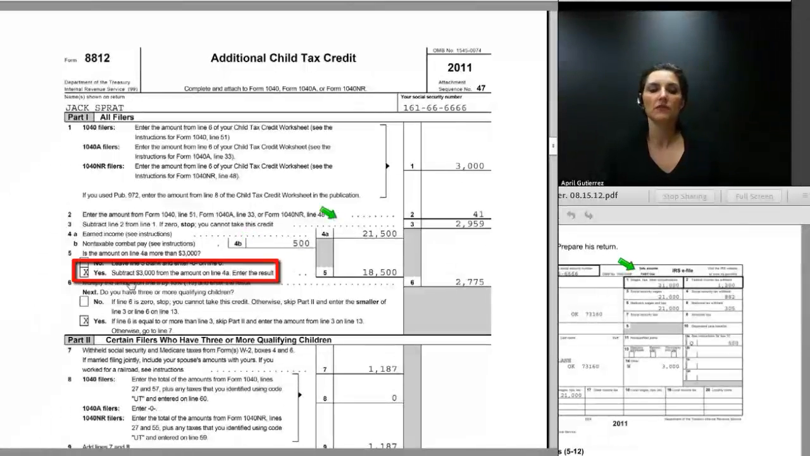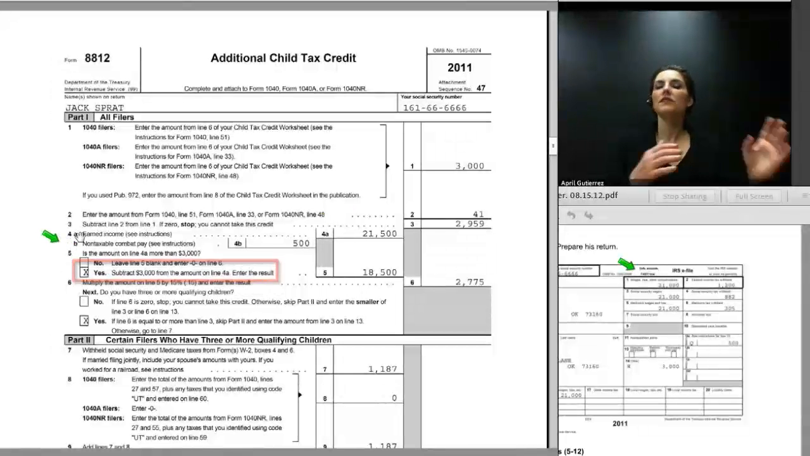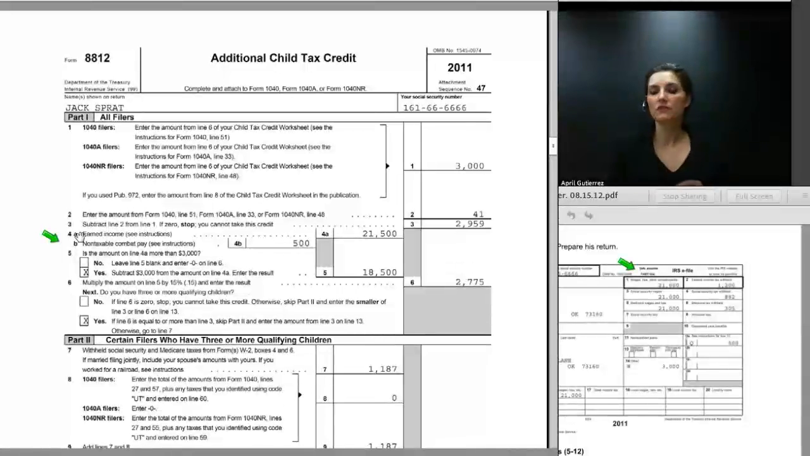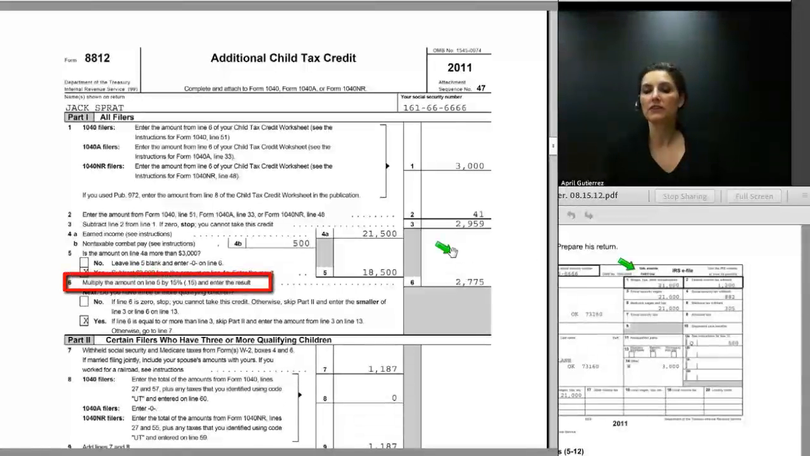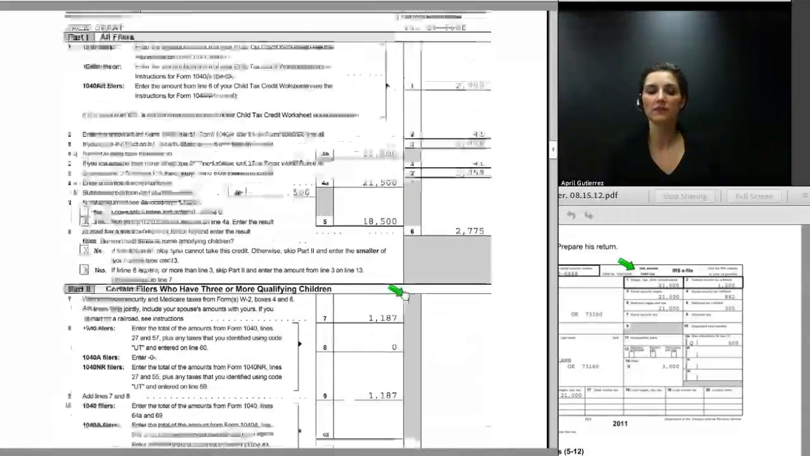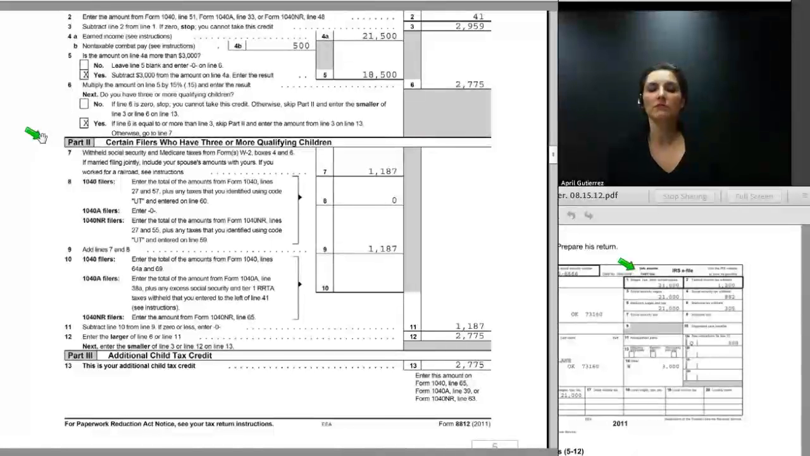We then subtract $3,000. That's showing in the instructions here. In order to claim the child tax credit or the additional child tax credit, Jack's income has to exceed $3,000, and the formula that you see here is the amount by which his income exceeds $3,000. So we take $3,000 from $21,500 and we're left with $18,500. We then multiply $18,500 by 15% and we get $2,775. His credit will be the lesser of line 3 or line 6, and in this case line 6 is the lesser number, $2,775. There's a separate computation here that goes on in Part 2 of the form.